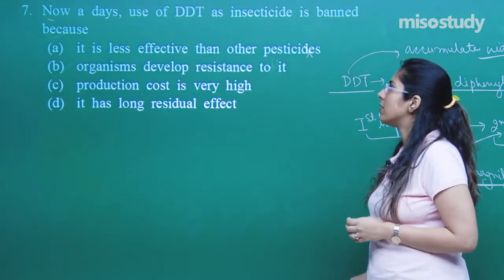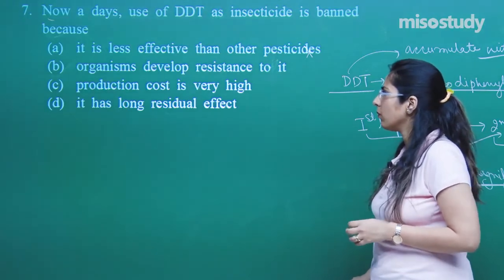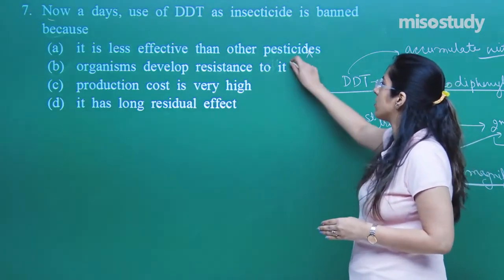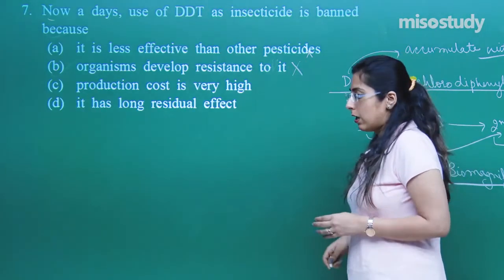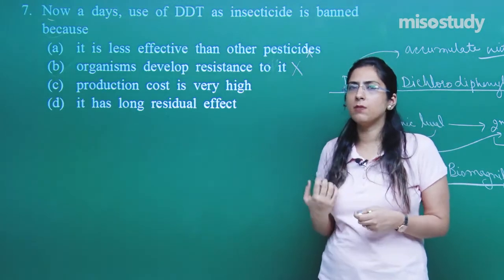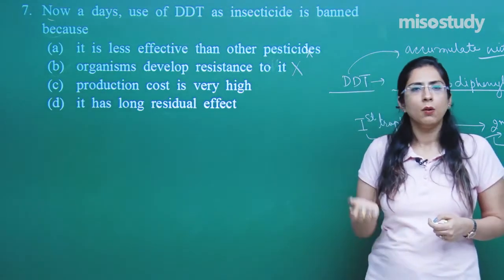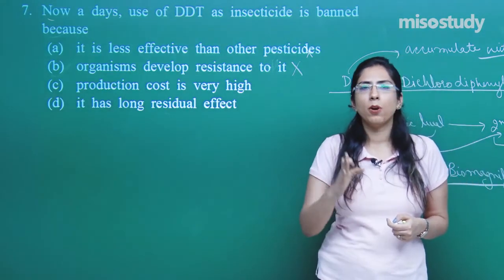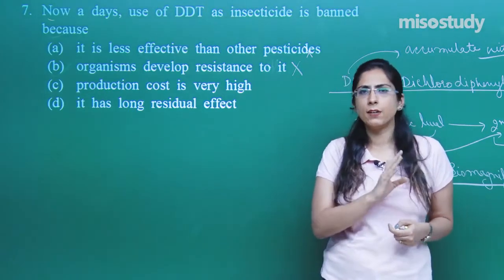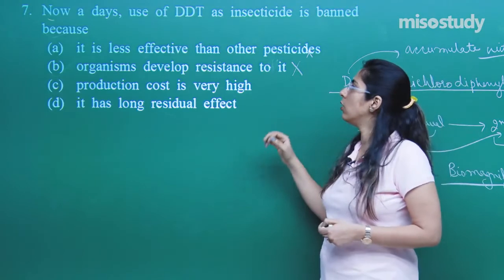Organisms developed resistance for it. That means the pests were not responding to this particular DDT. But the major problem was not that; the problem was related to the magnification, that means the increase in concentration with increasing trophic level. So this is not a right one.